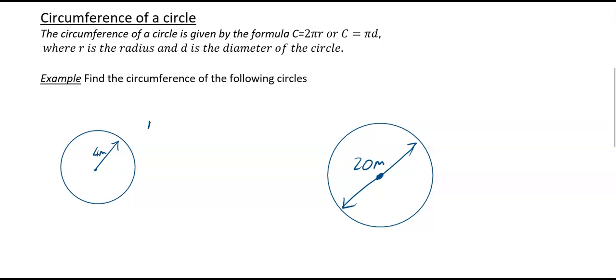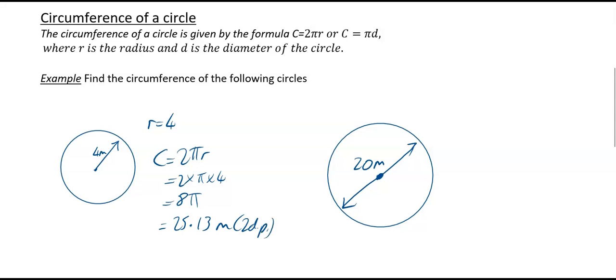So in this one, you've got r is equal to 4. So you'd use the formula C is equal to 2 times pi times r. So 2 times pi times 4, which gives you 8 pi. And if you do 8 times pi on your calculator and press the SD button, you're going to get 25.13, and that's going to be meters to 2 decimal places.